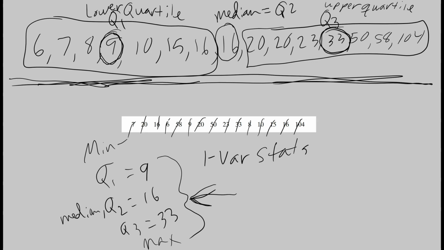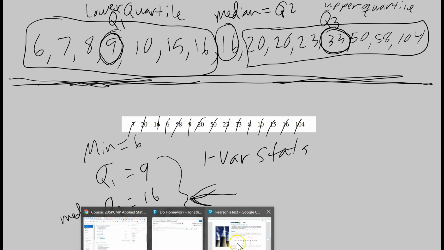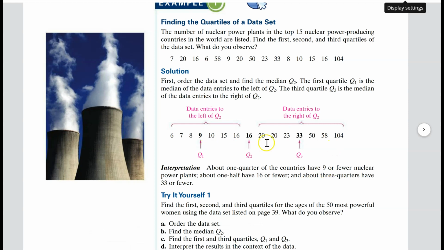So if we were to say the min here, it would be 6, and the max here would be 104. All right, so those are the quartiles. Now let's go back to the book. Notice the book says the same thing that we just found.